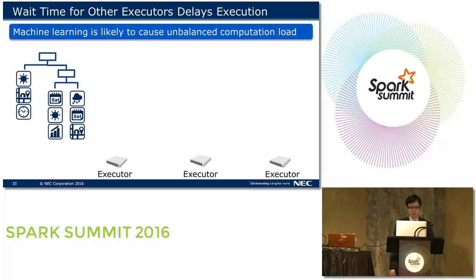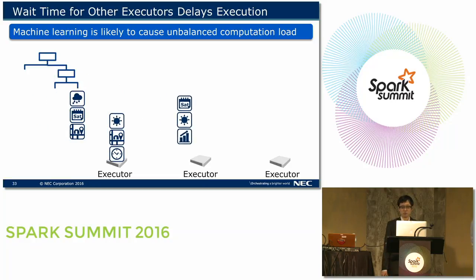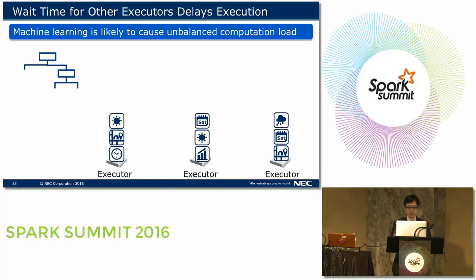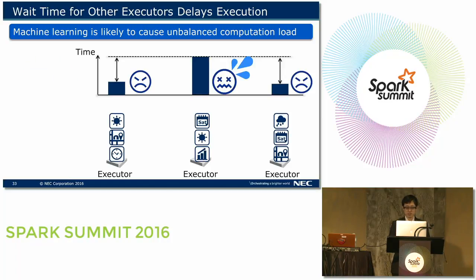So let me share one case. Suppose that we designed the distributed HML so that each executor optimizes one predictive formula in parallel. Then with this design, there is a big gap of execution time between executors. This is because the calculation load varies depending on the prediction formulas.